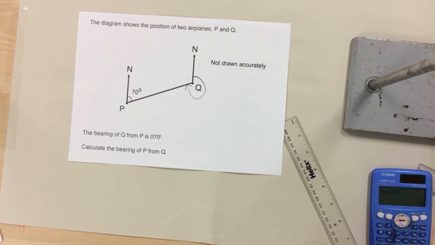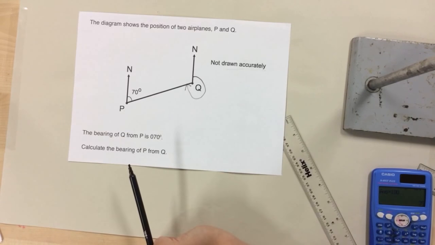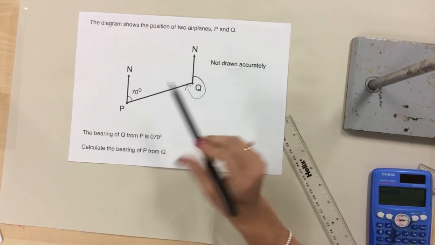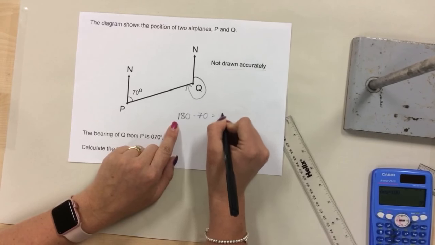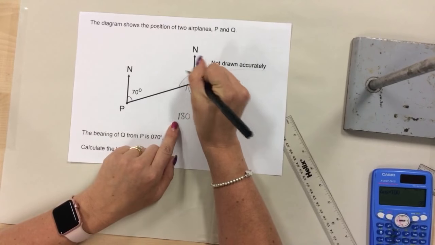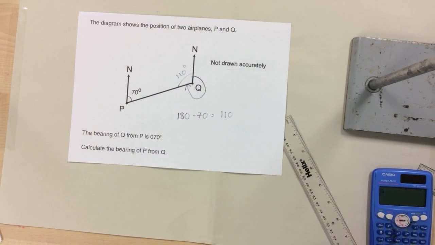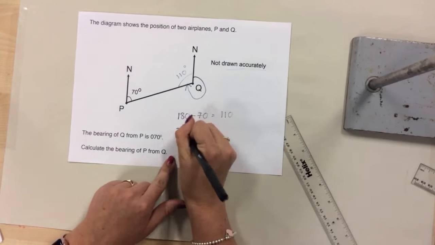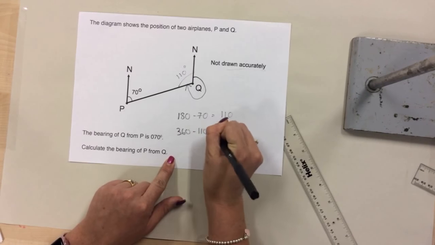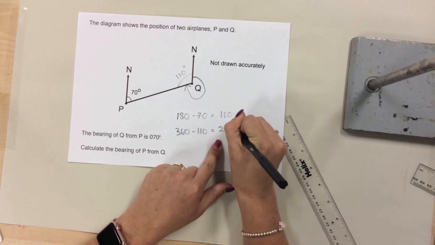So I need to think about my angle rules. Now I know that co-interior angles have got to add up to 180. So if this is 70, I would therefore do 180, take away 70, which would give me 110. So therefore, I know that this angle here must be 110 degrees. Now, I know that angles around a point must add up to 360. So if I do 360, take away 110, it must leave me with this angle here, which is 250 degrees.